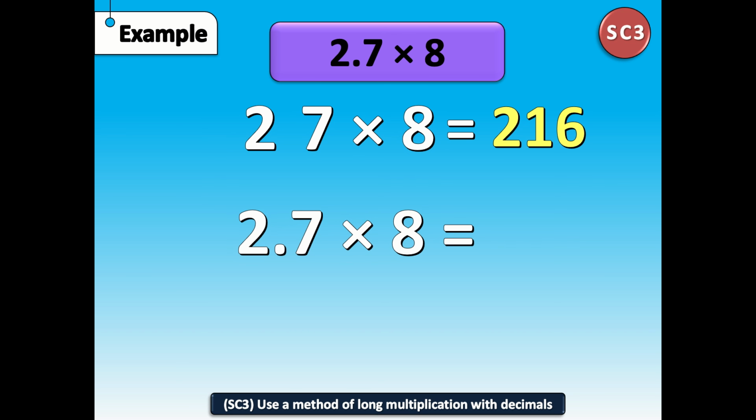So if we want to do 2.7 times 8, you can see in the question we've got 1 decimal place, so we need 1 decimal place in our answer. So my final answer is 21.6.